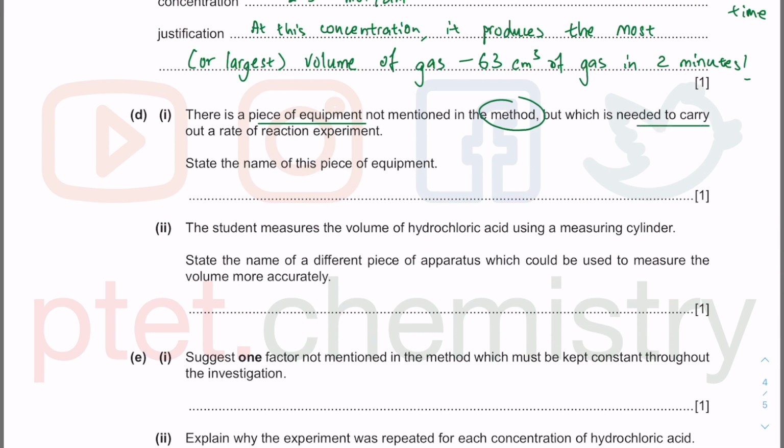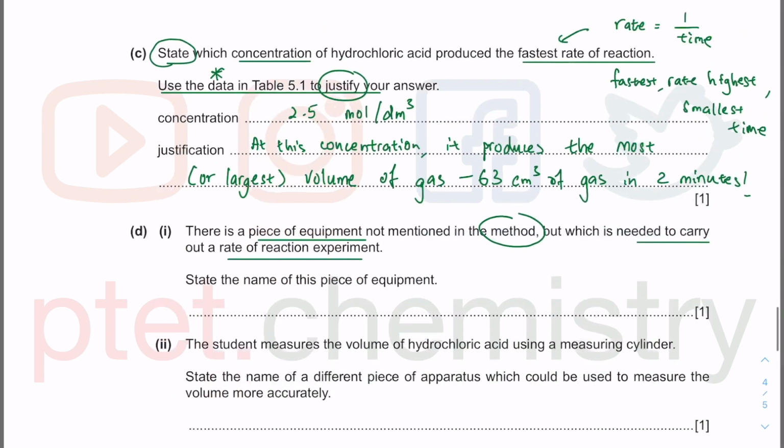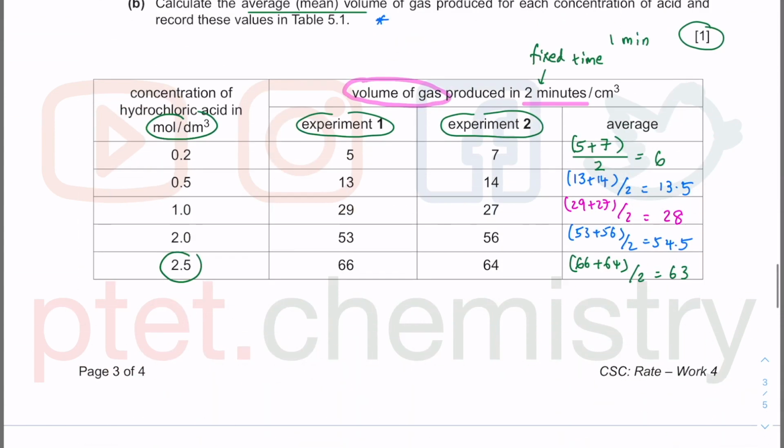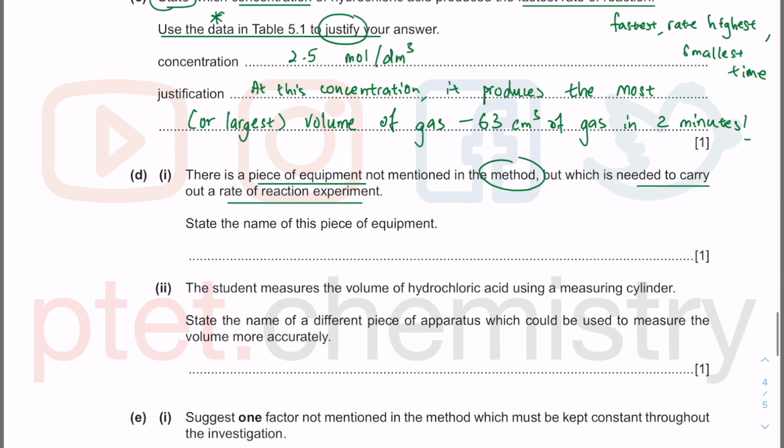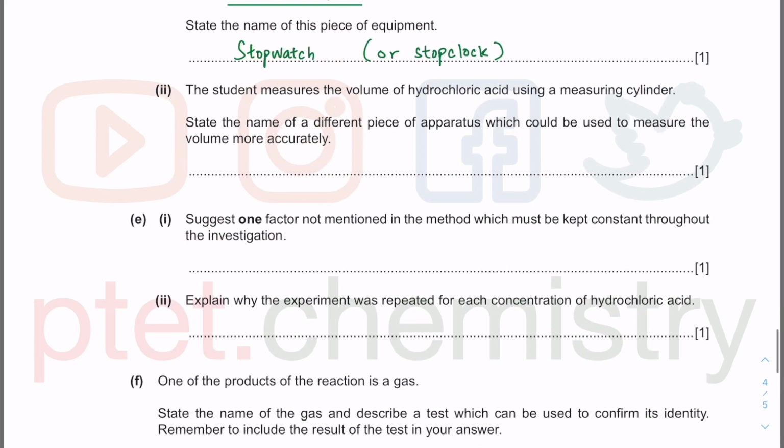You need it to carry out a rate of reaction experiment. Just now, remember you saw this in 2 minutes. How are you going to record the 2 minutes if you don't have this piece of equipment? So it's very important that you have something called a stopwatch. As you have seen in the other work, sometimes they use stop clock in the name or in the method itself, in the instruction given, but stopwatch is typically what you have learned in physics as well.